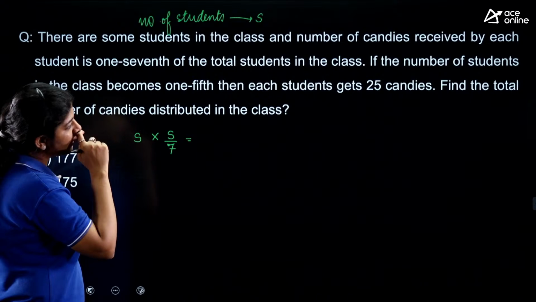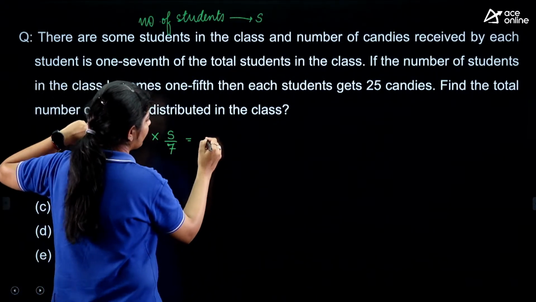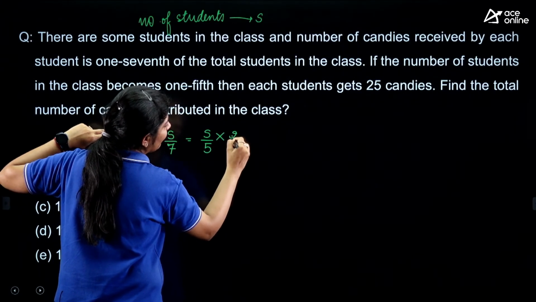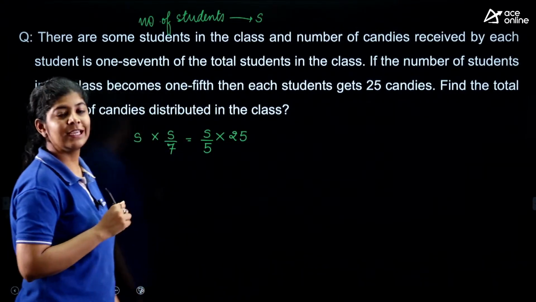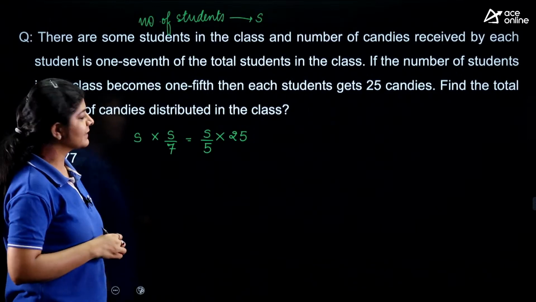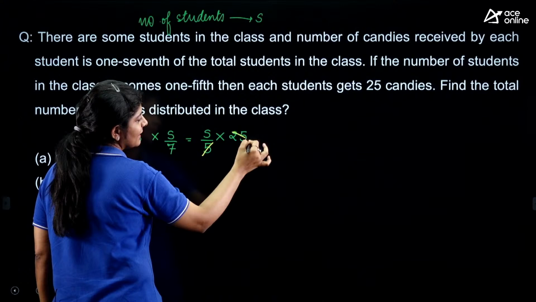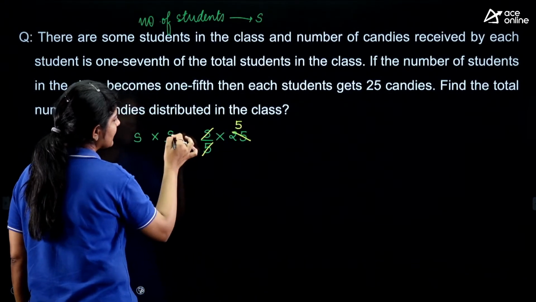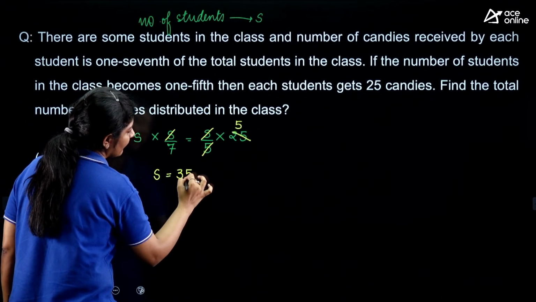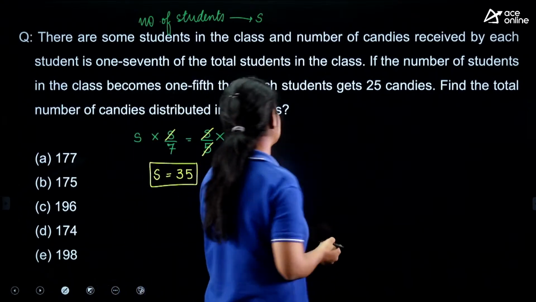But the question is also saying one thing. If the number of students in the class becomes 1/5, that means S/5, then each student got 25 candies. So first, with the help of this, we will calculate the value of S. This and this are eliminated. Here we got 5, this S and this are eliminated. So the number of students that we got in the class is 35.